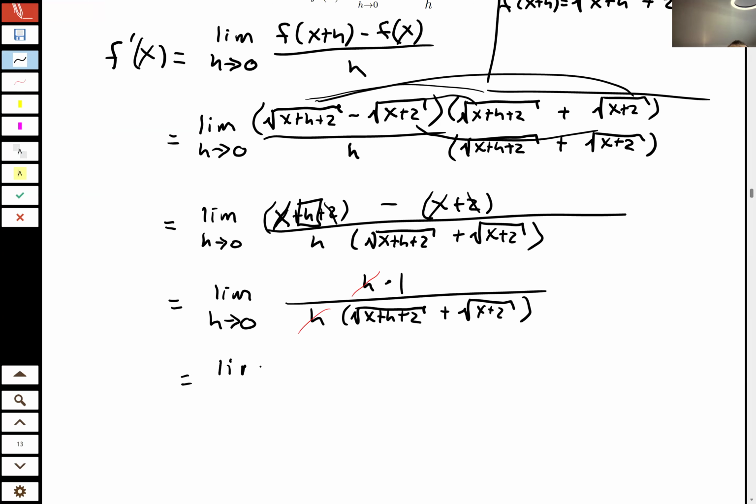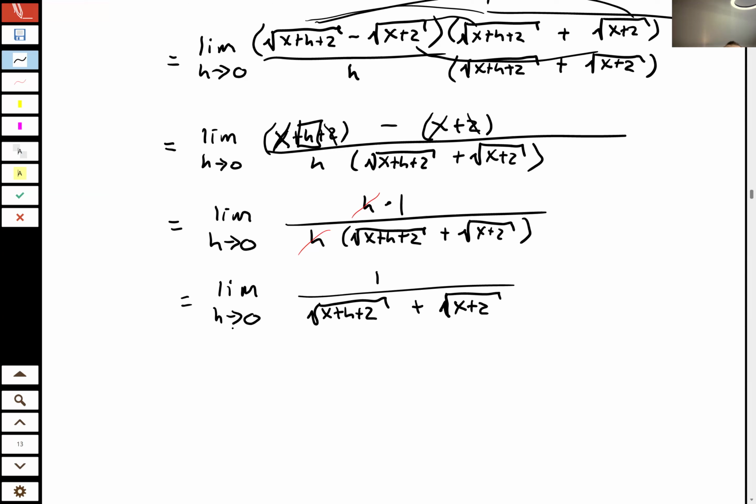I've got the limit as h goes to 0 of 1 over the square root of x plus h plus 2 and the square root of x plus 2. There's only one h for me to plug that 0 into. Let's go ahead and do that. That leaves me with 1 over the square root of x plus 0 plus 2 plus the square root of x plus 2.